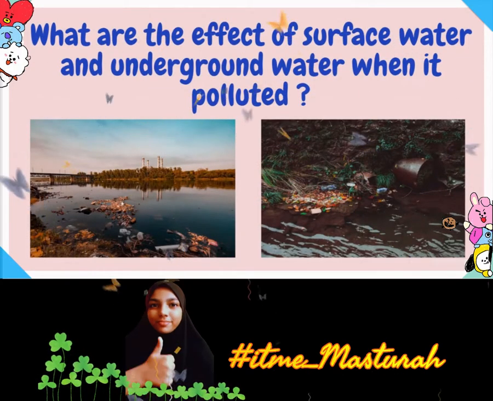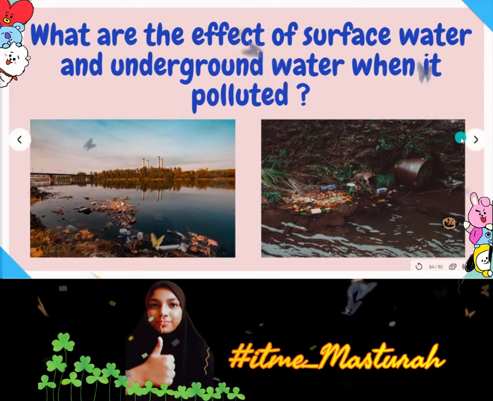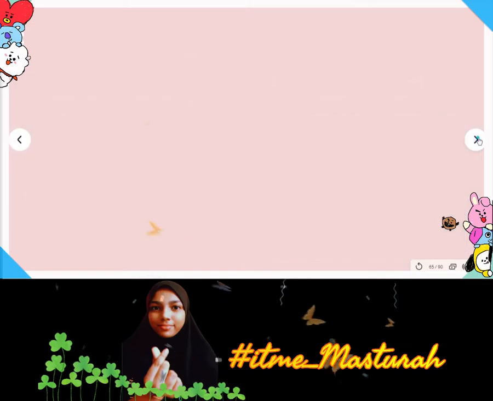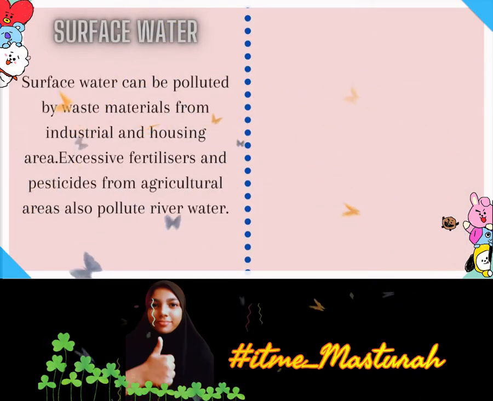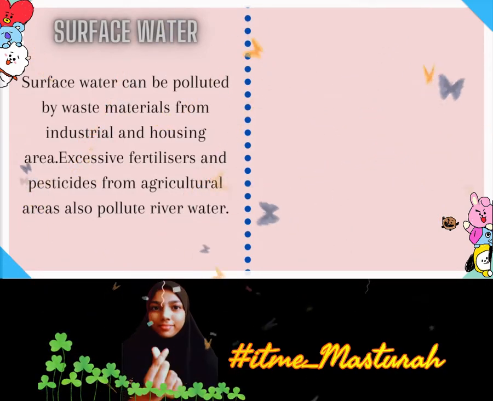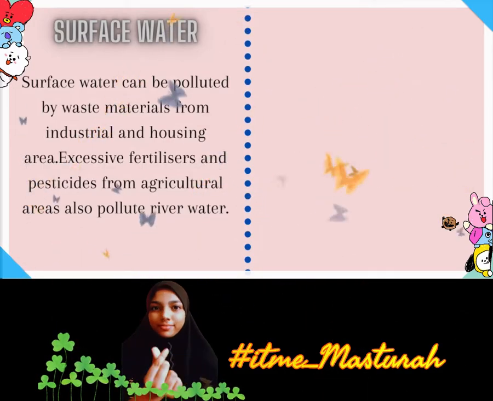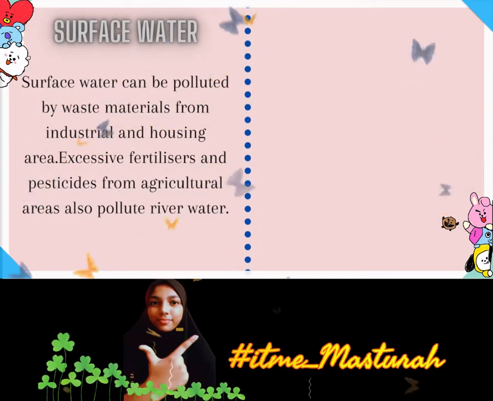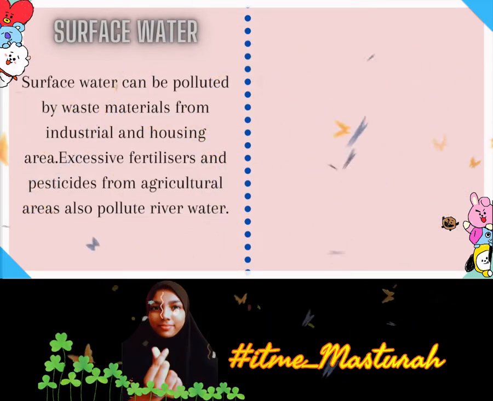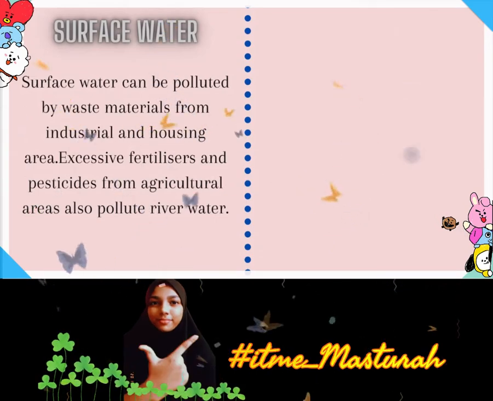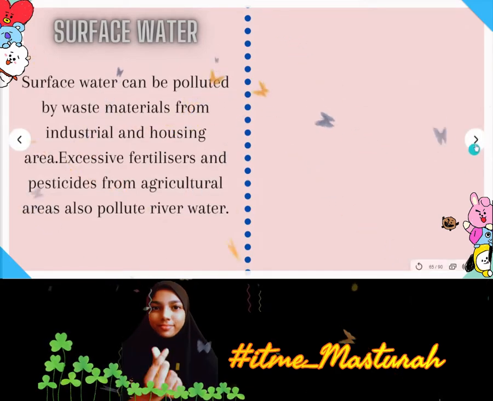What are the effects of surface water and underground water when it's polluted? So the effect is, surface water can be polluted by waste material from industrial and housing areas. Excessive fertilizers and pesticides from agriculture areas also pollute river water. If we throw any rubbish in them or make them dirty, it can cause a lot of diseases to humans and also flora and fauna that live in water.